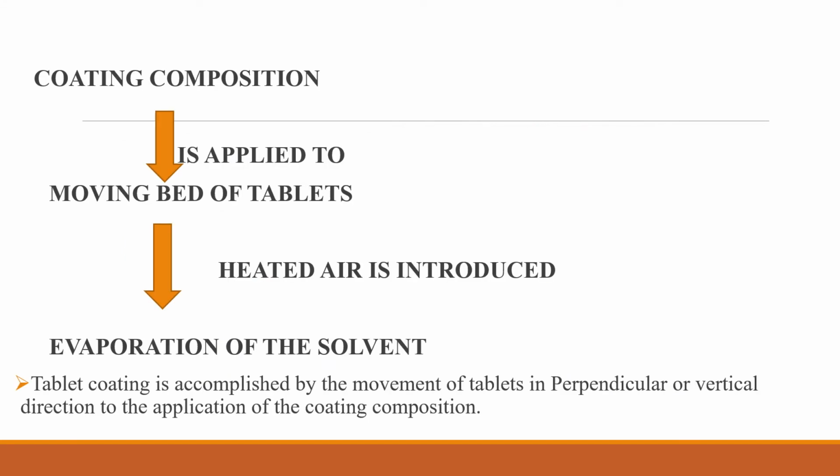Next, coating composition. First, the coating composition is applied to the moving bed of tablets. Next, heated air is introduced, like inlet air and outlet air. In the inlet air, heat is applied. Next, the solvent absorbed by the tablet is evaporated. So tablet coating is accomplished by the movement of tablets in a perpendicular or vertical direction to the application of the coating composition.